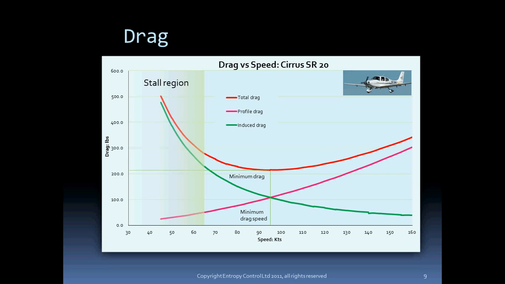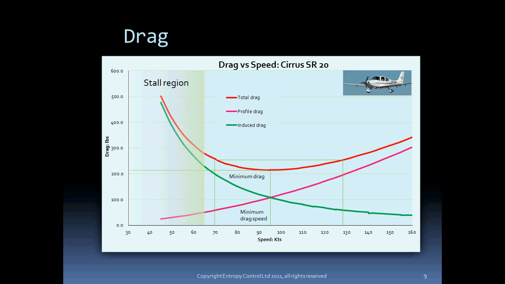As the air miles per gallon is the same if the drag is the same, for this aircraft you can operate at about 70 knots or about 130 knots, and the air miles per gallon will be exactly the same. The fuel flow won't be the same.